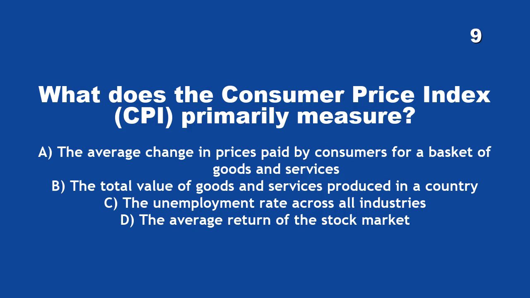What does the Consumer Price Index, CPI, primarily measure? Option A, the average change in prices paid by consumers for a basket of goods and services. Option B, the total value of goods and services produced in a country. Option C, the unemployment rate across all industries. Option D, the average return of the stock market. The correct answer is A, the average change in prices paid by consumers for a basket of goods and services.